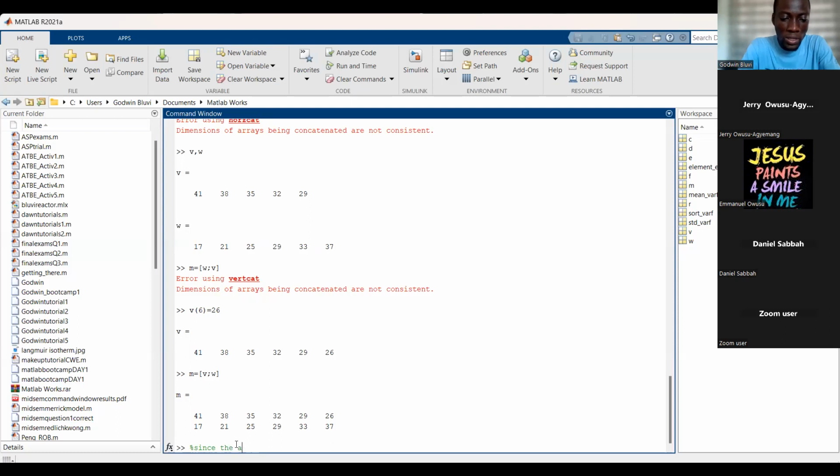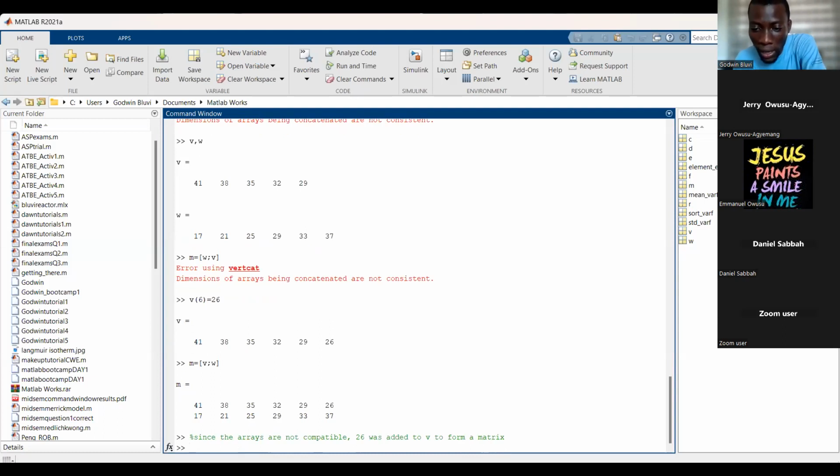Since the arrays are not compatible, (26) was added to V to form a matrix. Okay. Enter. So let's solve the last one. The last question is just one question, I think. Then we can move on with today's work.